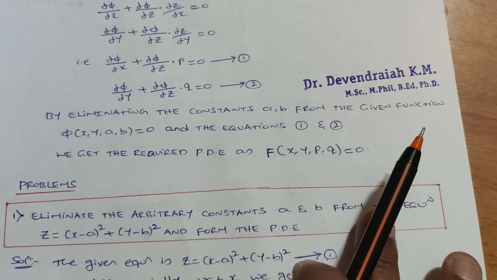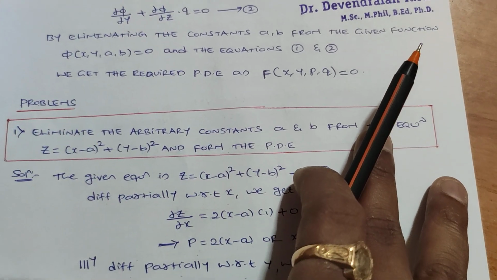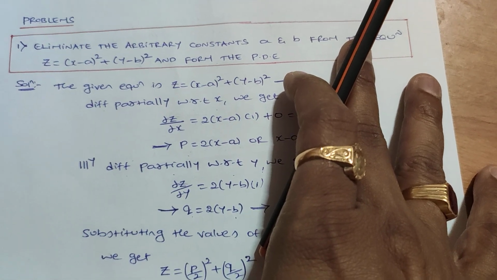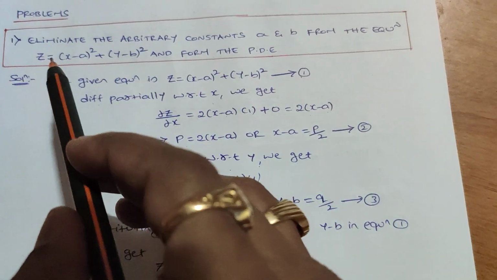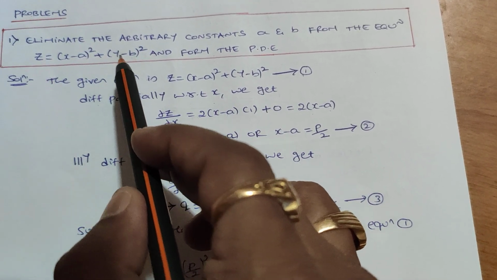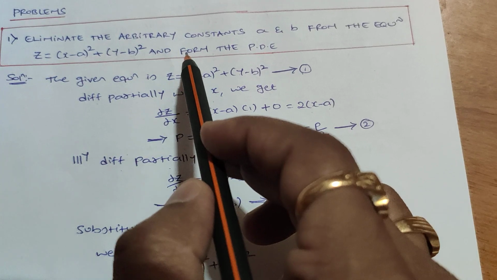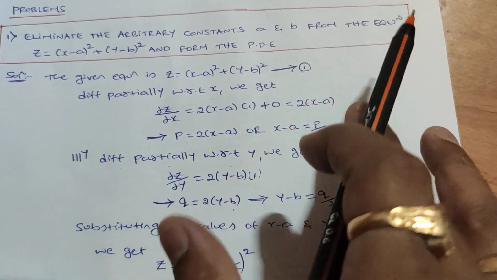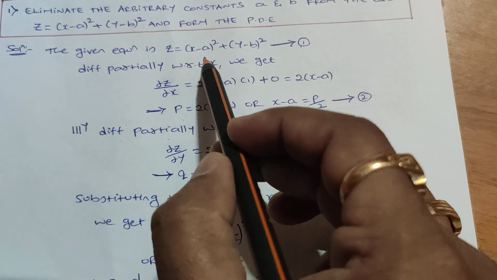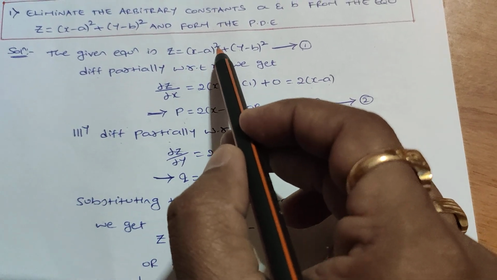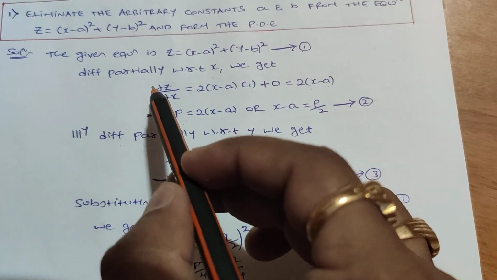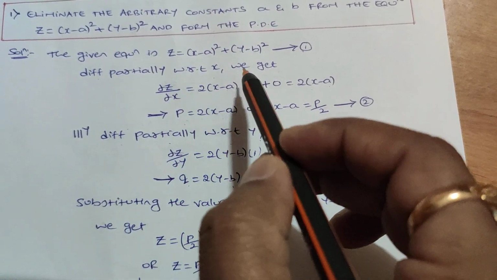Let us observe by considering a few examples. Eliminate the arbitrary constants a and b from the equation z = (x − a)² + (y − b)² and form the partial differential equation. So let us consider the given equation as z = (x − a)² + (y − b)². The procedure is differentiating partially with respect to x.